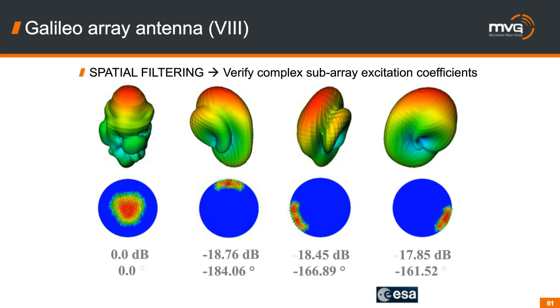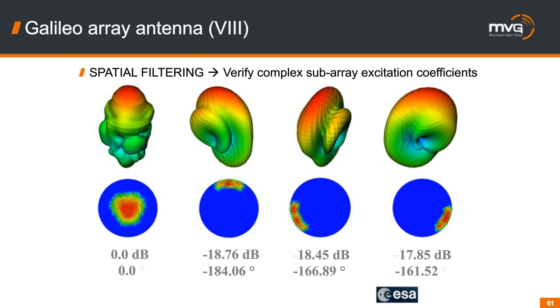In fact, the 0-180 degrees phase shift between central elements and outer elements has been reached within less than 20 degrees error in the worst case. And this excitation error also contributes to the copolar axial asymmetry of the radiation pattern shown in the slide before.